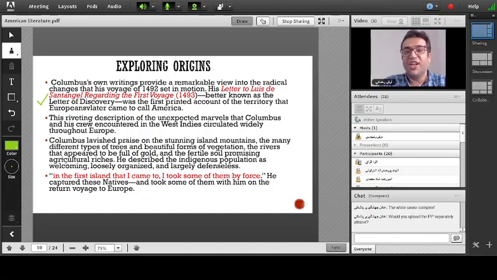But then, when it comes to the people, the native people there, he says a very interesting sentence. Now, Christopher Columbus, for us Iranians, has always been a great person. We say, okay, well, he discovered America, blah, blah, what a great man.